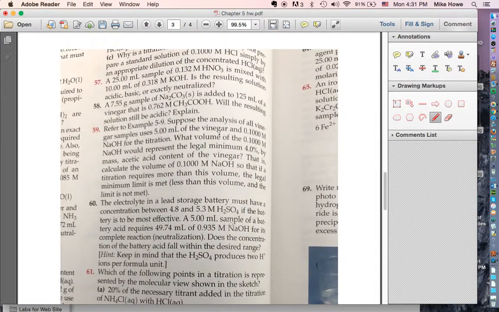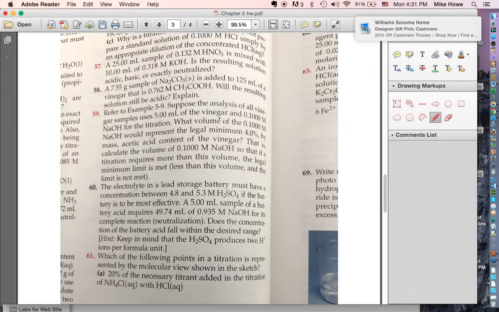The next one was 58. So 58 right here. All right, you've got two reactions here. So I'm going to go ahead and write the equation out. You've got sodium carbonate, and you're adding that to acetic acid.